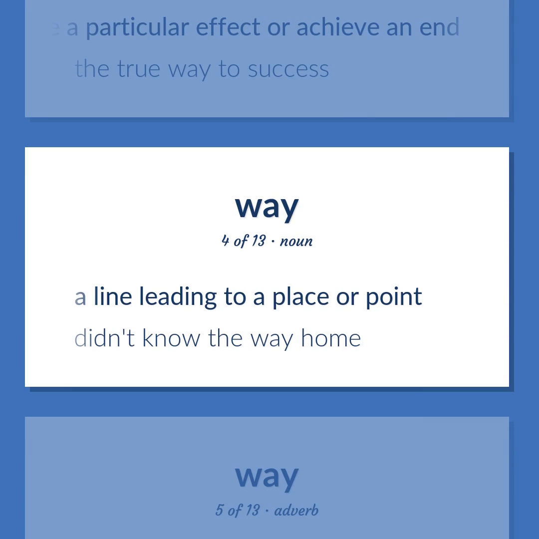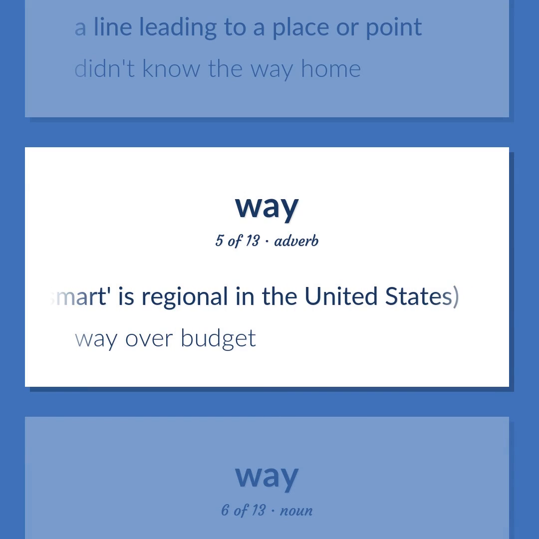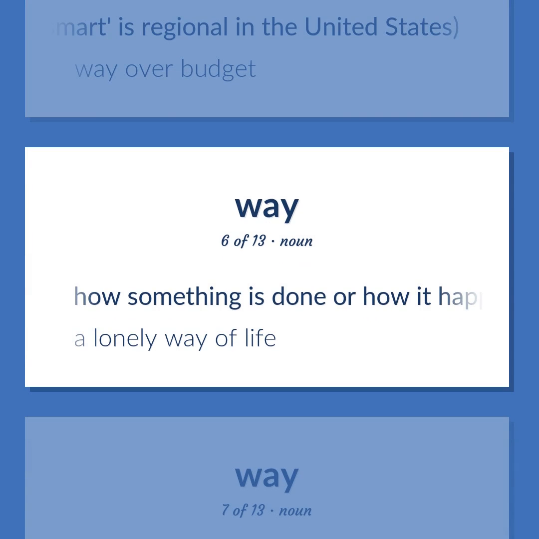A line leading to a place or point. Didn't know the way home. To a great degree or by a great distance. Very much, right smart, is regional in the United States. Way over budget. How something is done or how it happens. A lonely way of life.